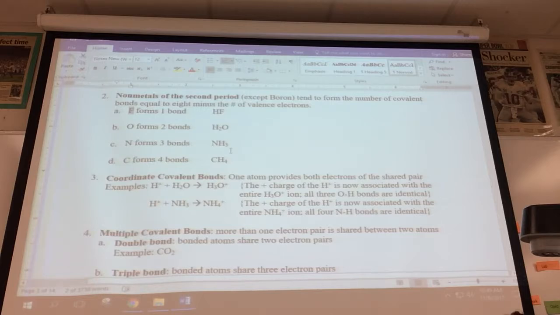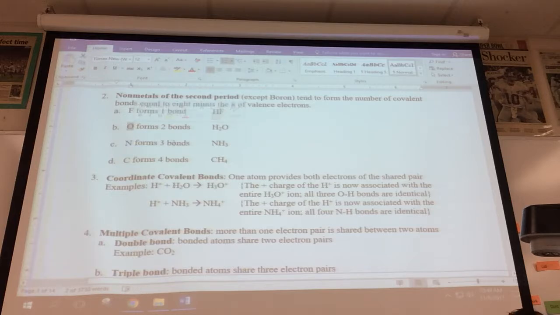Fluorine's in group 17. How many valence electrons? 7. 8 minus 7 is? 1, and fluorine will form one single bond. Your halogens typically form 1 bond, 3 lone pairs, although you'll see a lot of exceptions to the halogens this year, but not fluorine.